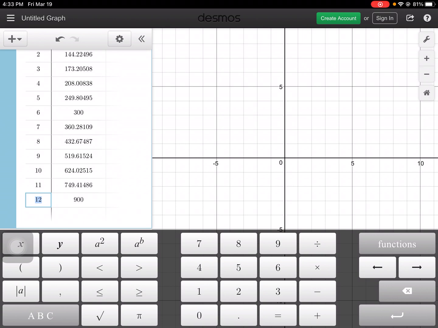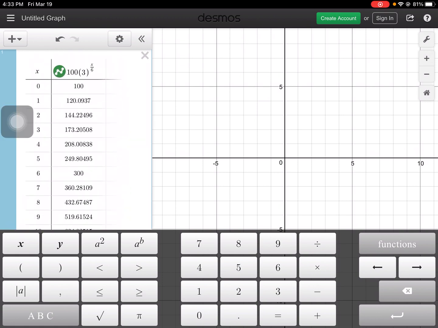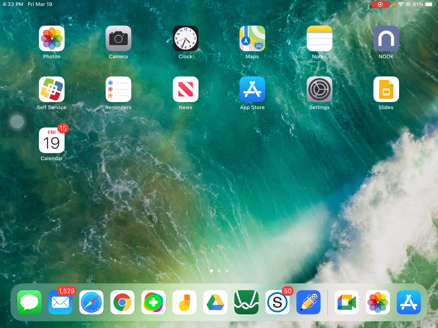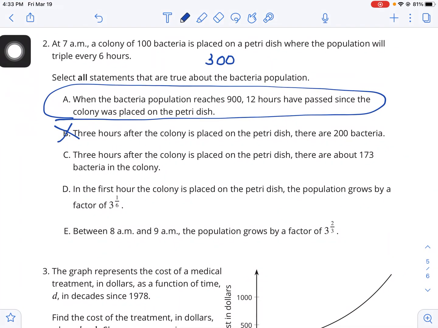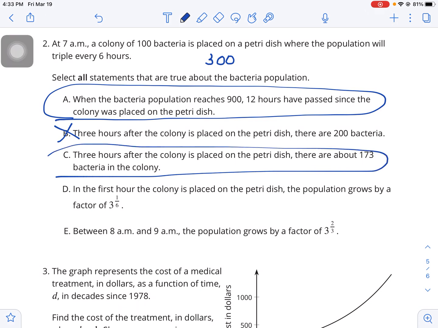Let's see. So 3 hours after the colony is placed in the petri dish, there are 200 bacteria. No, it's more like 173. So, you could put that 3 in for the x, and you would multiply 100 times 3 to the 1/2 power. So that's why B doesn't work. But C does work. It's about 173 after 3 hours.